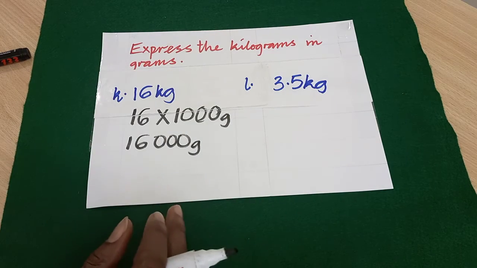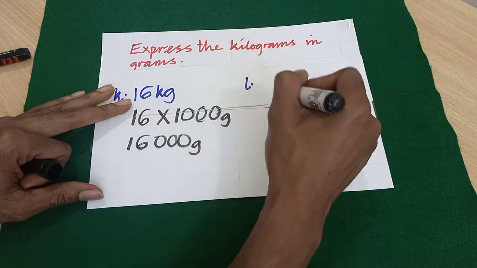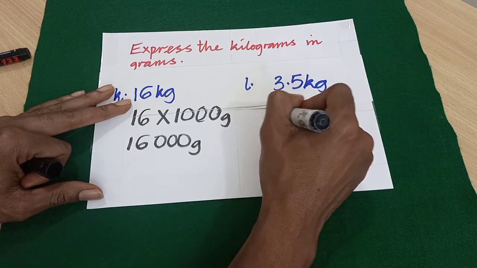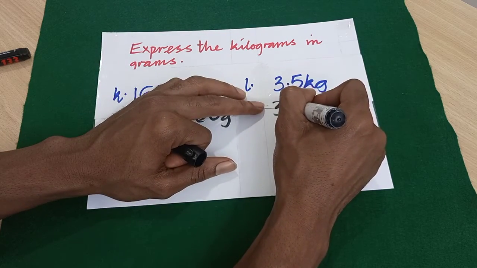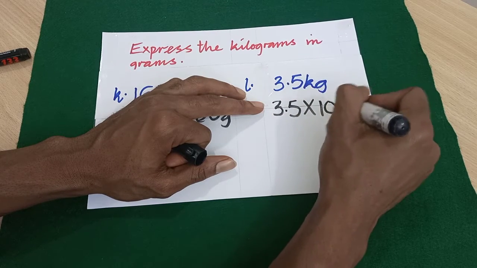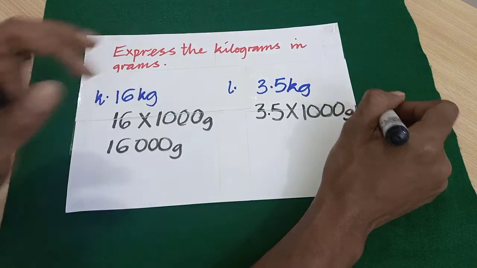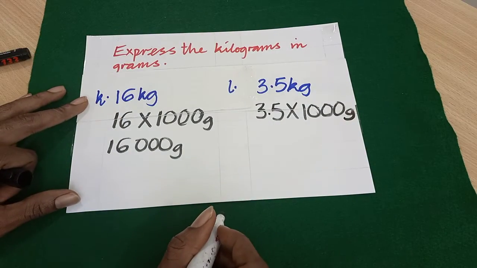Okay, the next question is a bit more interesting. We have 3.5 kilograms. There's a point there. So it's going to still be what? 3.5 times 1,000 grams. Okay, so this is going to give us what?